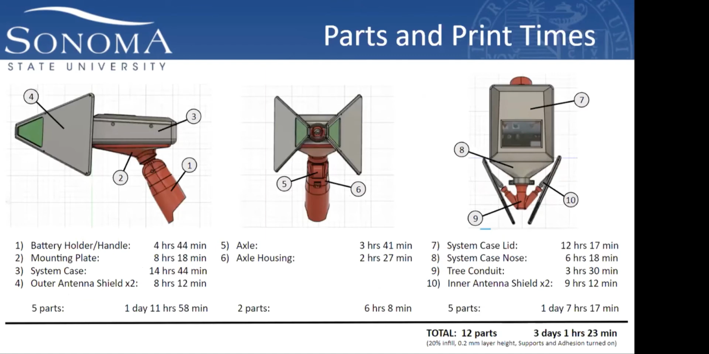We compiled a detailed parts list of our enclosure in case one wanted to know how long it would take to replicate this design. Overall, it would take about 3 days of printing time, printing one piece at a time with 20% infill and 0.2 millimeter layer height, which are typical print settings.